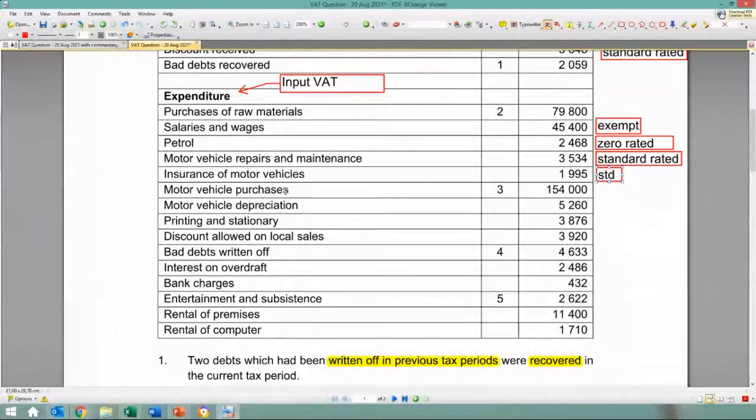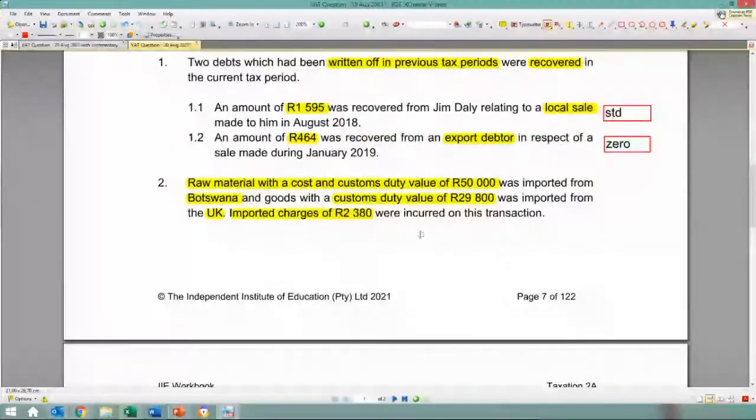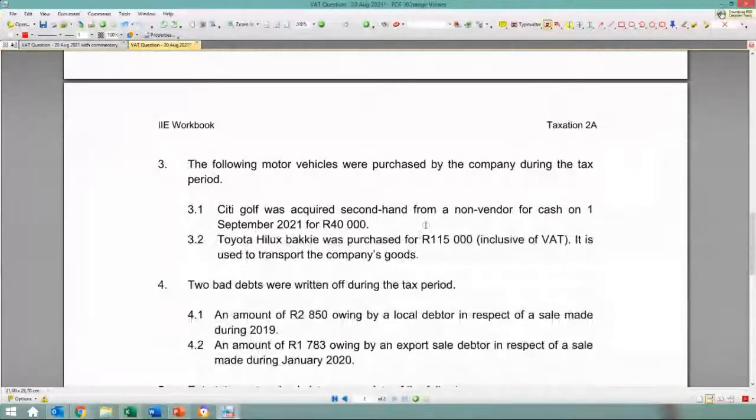see, we've got motor vehicle purchases. Now, as soon as you see motor vehicles, a little flag needs to go off. I need to look out: is it a normal motor vehicle? Is it a delivery vehicle? Because input VAT is denied on normal motor vehicles, whereas for a delivery vehicle, I would be able to claim the input VAT. Then you would also see they've given you a note 3, so there's additional information which tells you what type of motor vehicle this relates to. So let's go see what information they've given us.